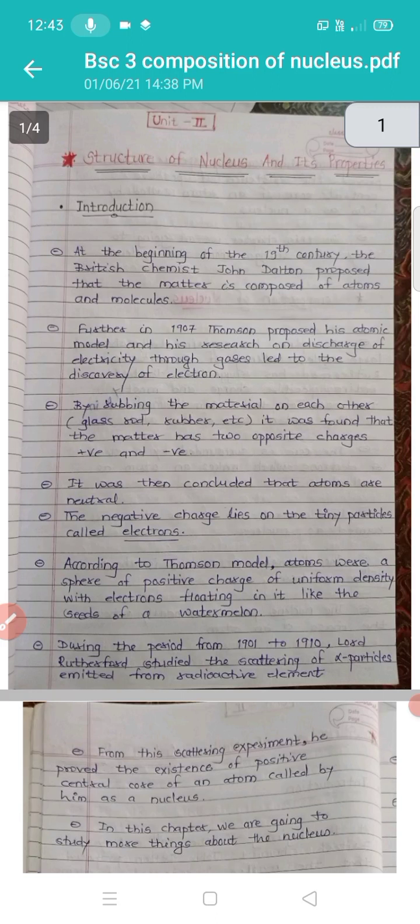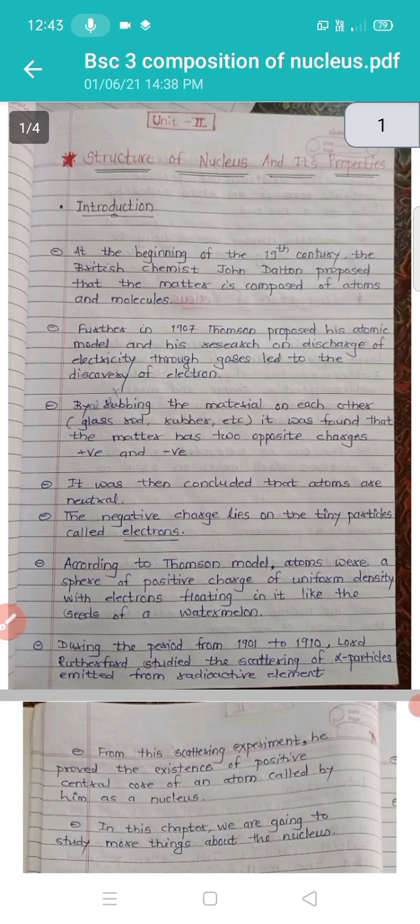By rubbing materials on each other, it was found that matter has two opposite charges, that is the positive charge and negative charge. It was then concluded that atoms are neutral. The negative charge lies on tiny particles called electrons.